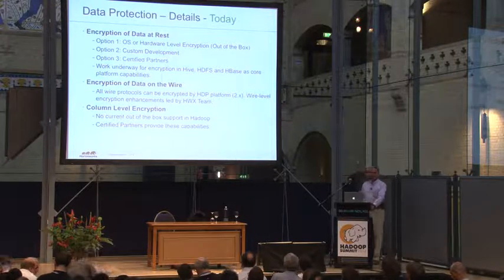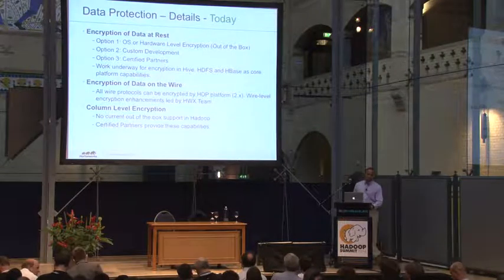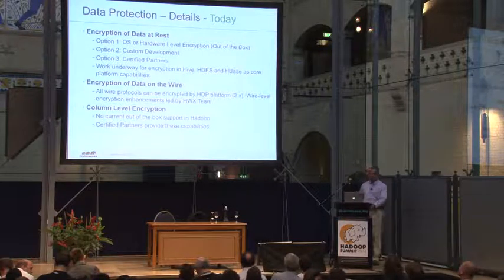Now, if you're wondering between option 2 and 3, calling an encryption API to encrypt and decrypt is not a big job. The problem with encryption is key management.